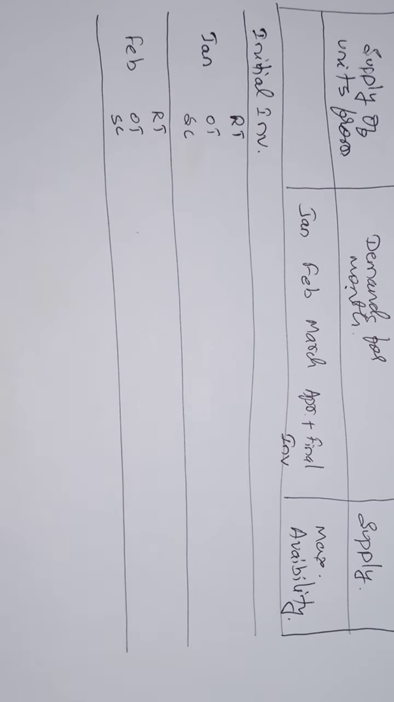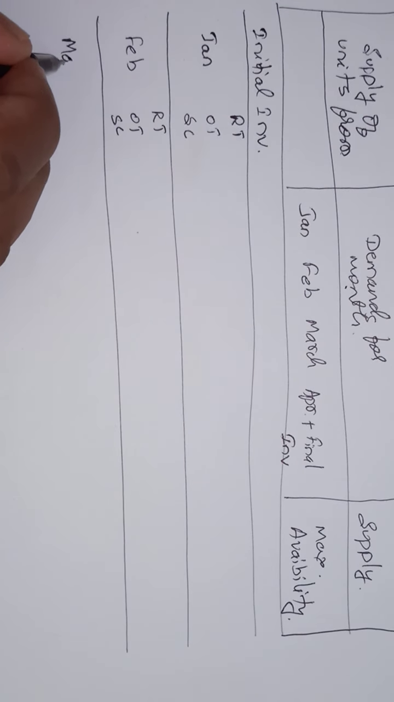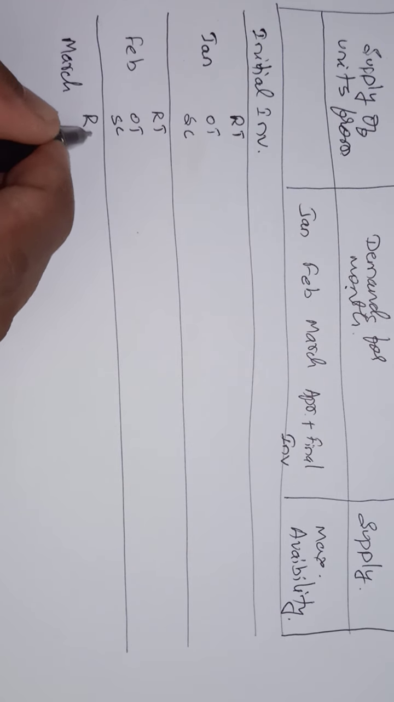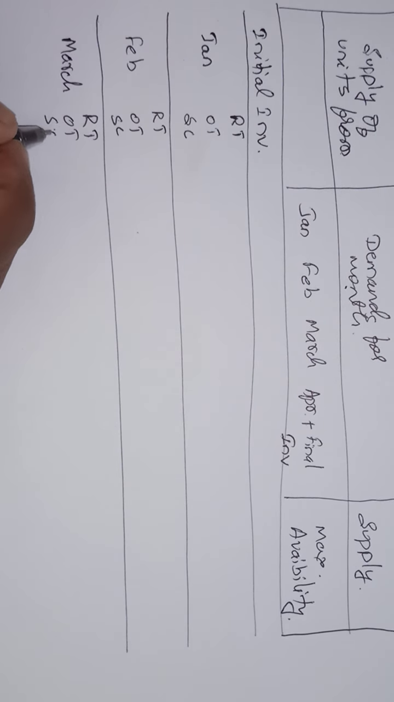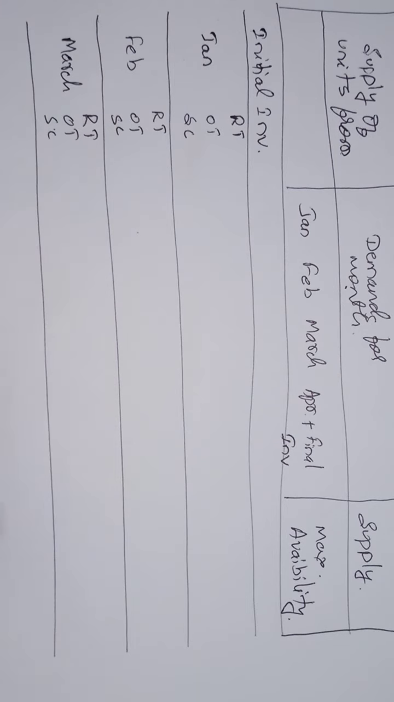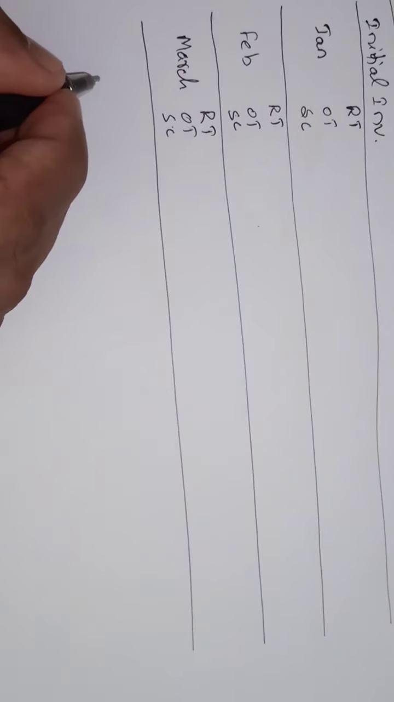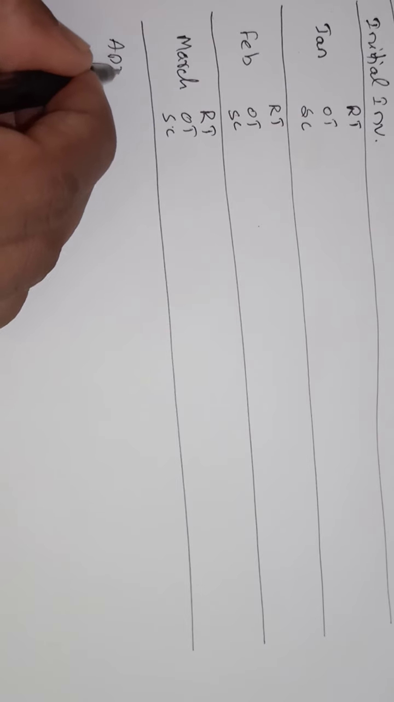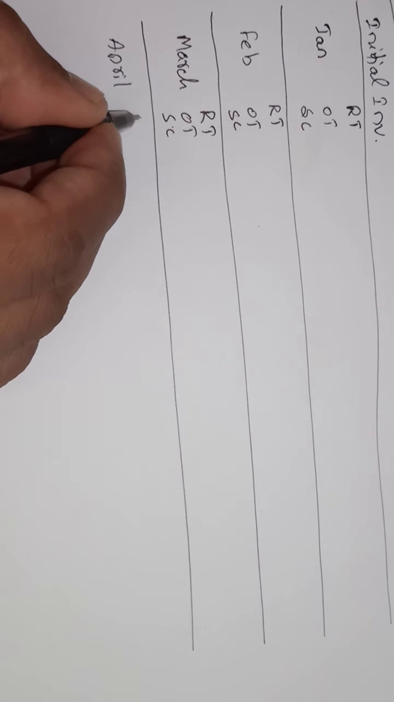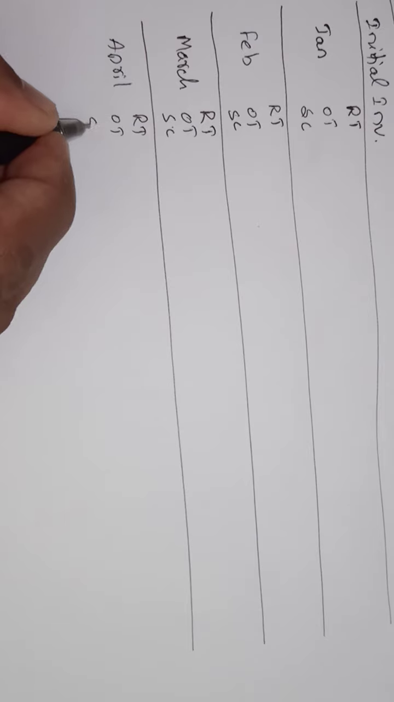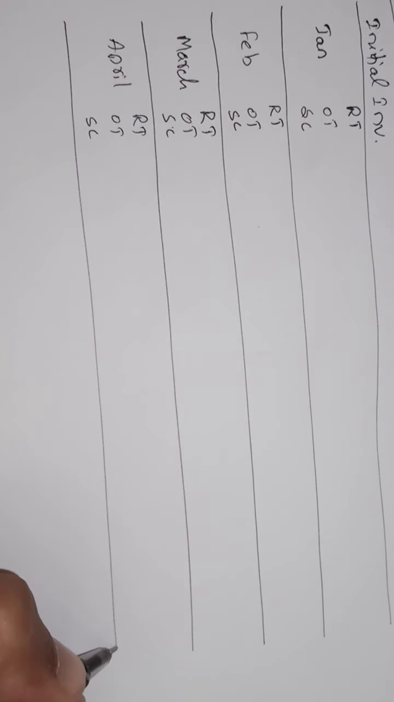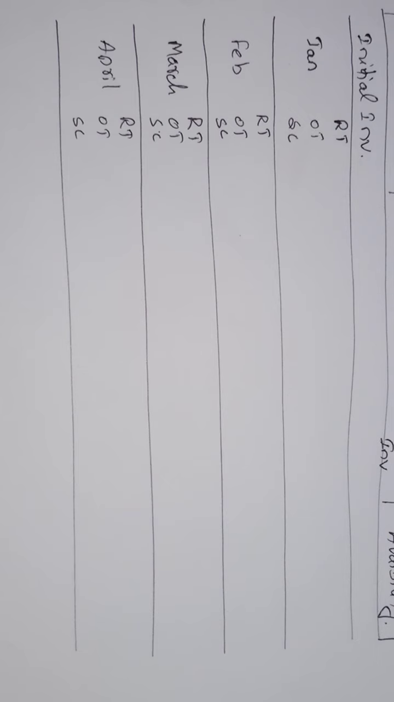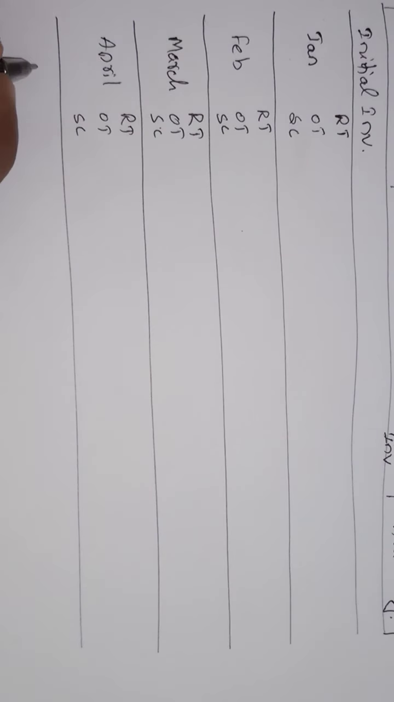Again there is the March period also, regular time, overtime, subcontracting, right? So next, the last one is April. There also regular time, overtime, subcontracting time. There are 3 types of production, right? Next, the last column is demand. So how much demand for every month.